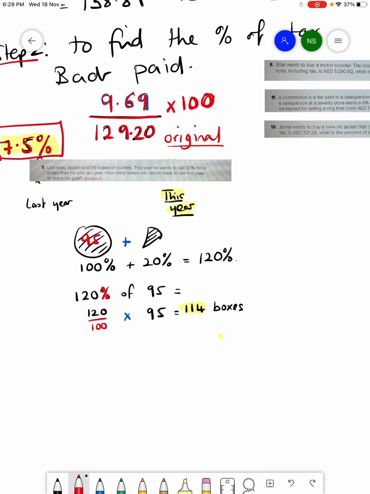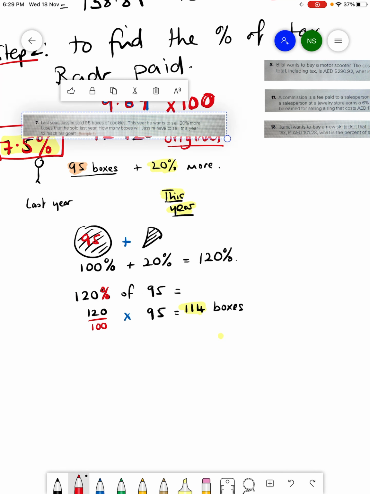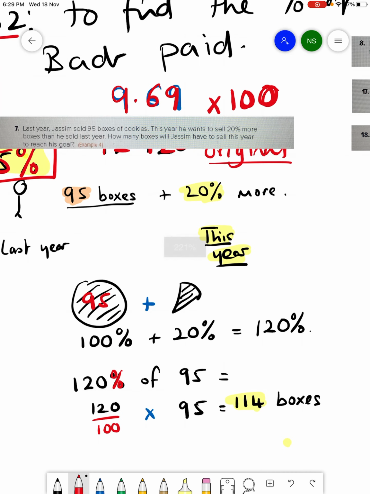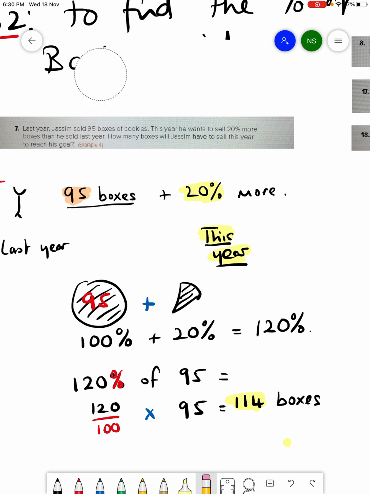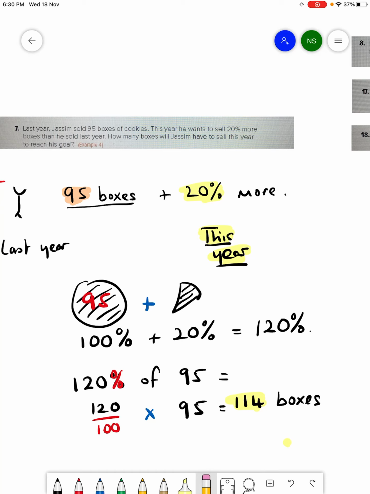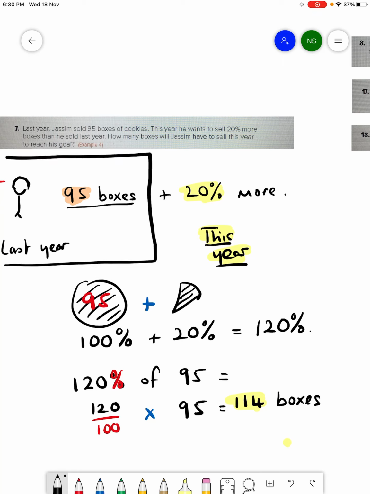Okay, let's have a look at question 7 now. For question 7 we have, last year, Jassim sold 95 boxes of cookies. I'll just delete the bits that are behind. You can take a picture of that if you want. This year he wants to sell 20% more. That means add 20% more than last year.